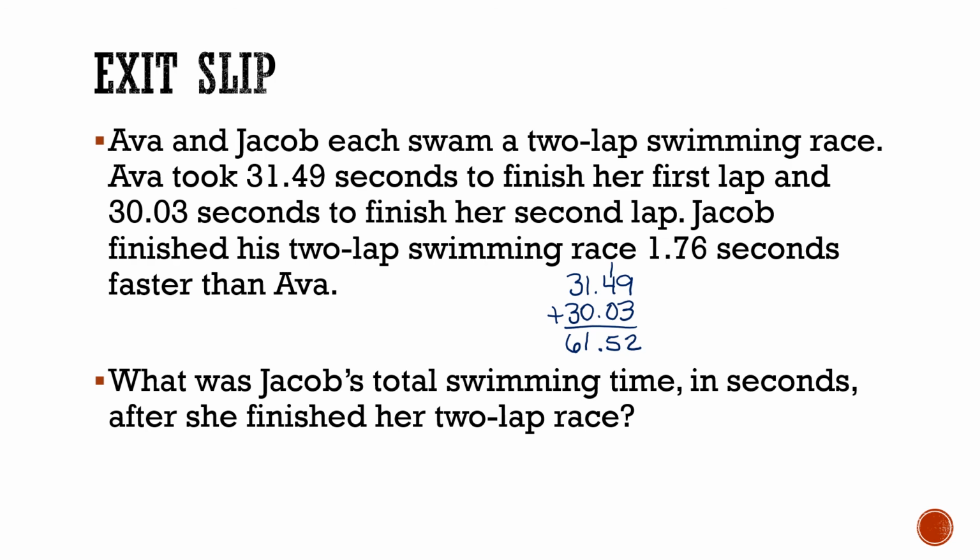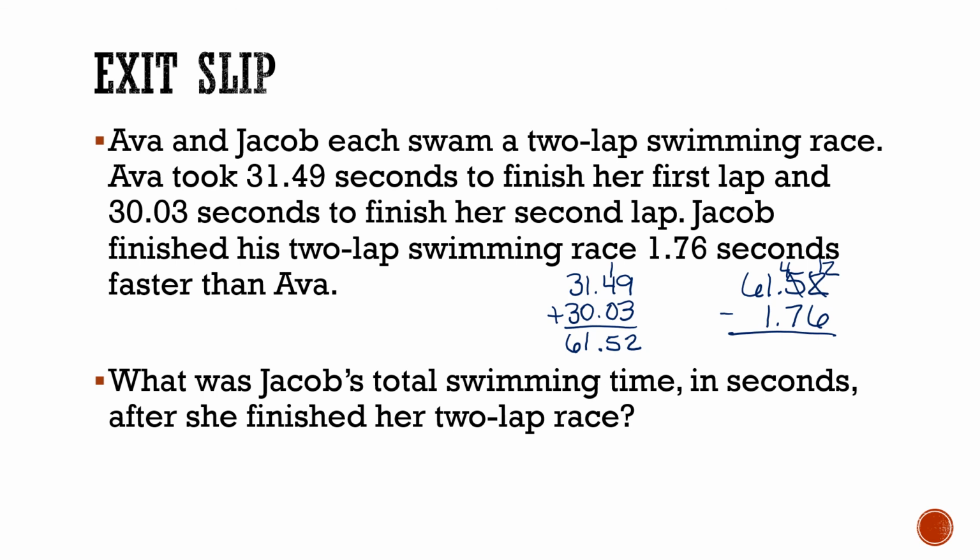Now it says Jacob finished his 2-lap swimming race 1.76 seconds faster than Ava. Okay, I know when you see that faster than Ava, you think of adding it to it. However, if he was faster than her, then it took him less time than it did her. So you're going to have to take her time of 61.52 and subtract the 1.76 that he was faster.